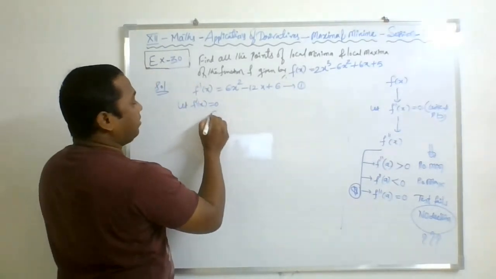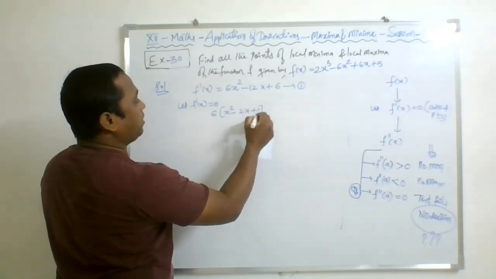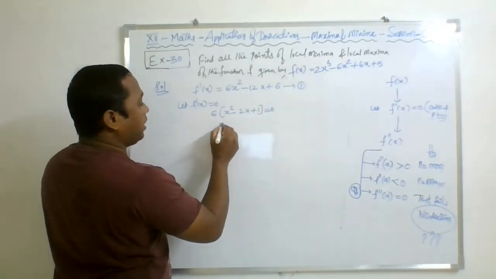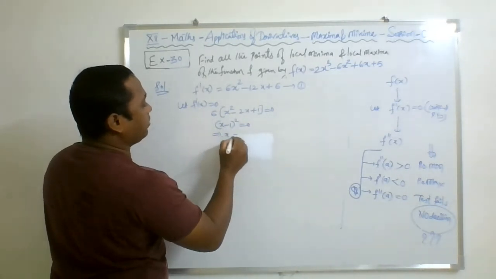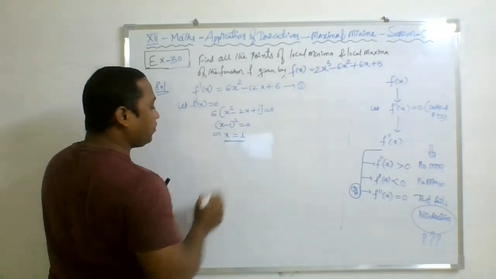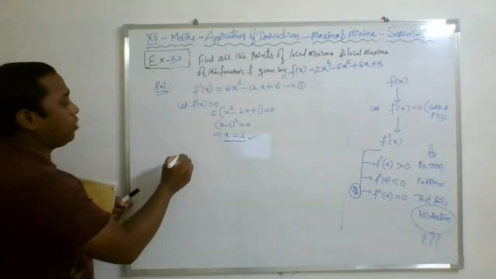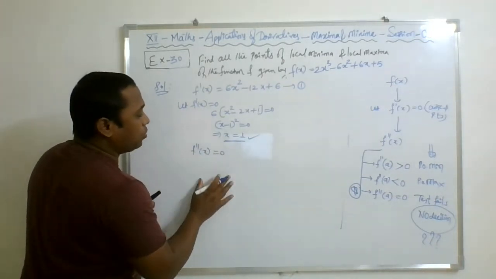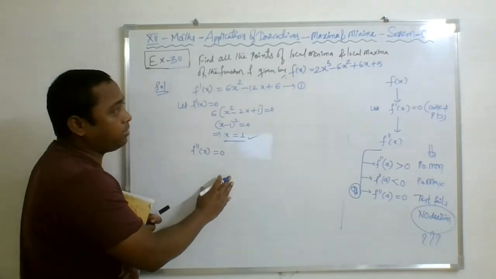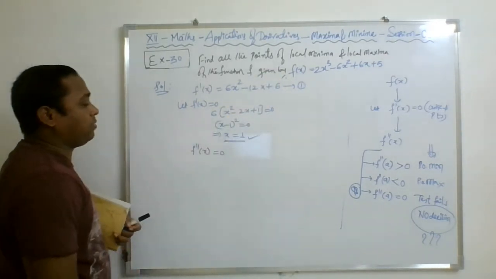So ultimately 6 is a common factor, so x square minus 2x plus 1 equal to 0. It means that (x minus 1) whole square equal to 0, or x is equal to 1. This is called the critical point. Then we'll go for the double derivative test, because we wanted to use the double derivative test or technique to find the local minima and local maxima.